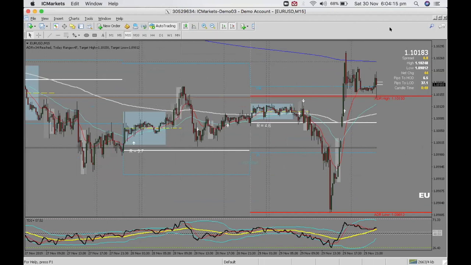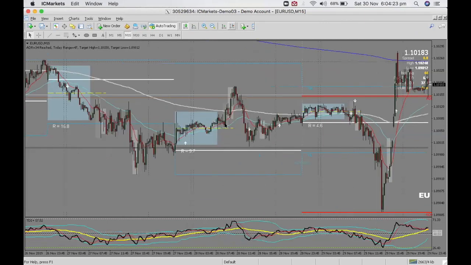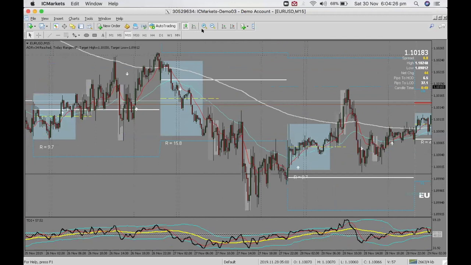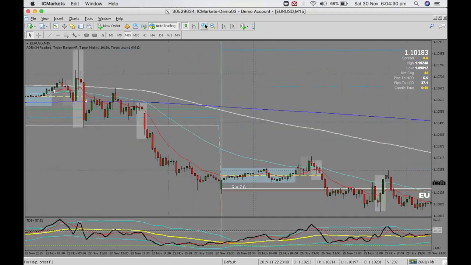So going back to Euro USD last week. This is Friday, this is Thursday, this is Wednesday, this is Tuesday, and this is Monday. Now let's zoom in on Monday.